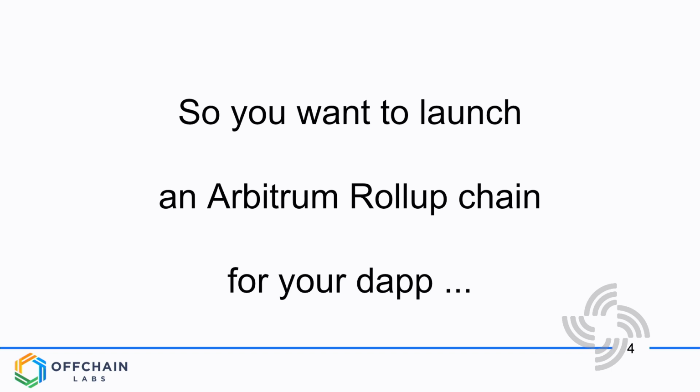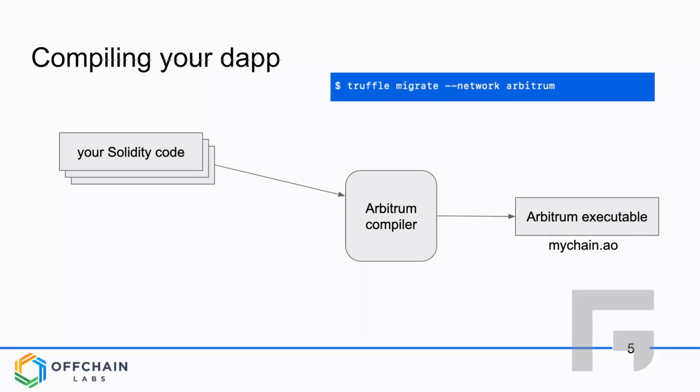So, if you want to launch an Arbitrum Rollup chain for your dApp, let me talk about how that works. And I'm going to do two things for most of the rest of my time. I'm going to talk first about what is the developer experience, what do you have to do as a developer to actually use this, and I'll occasionally stop and we'll go under the hood and talk about how it works and why it's designed the way it is.